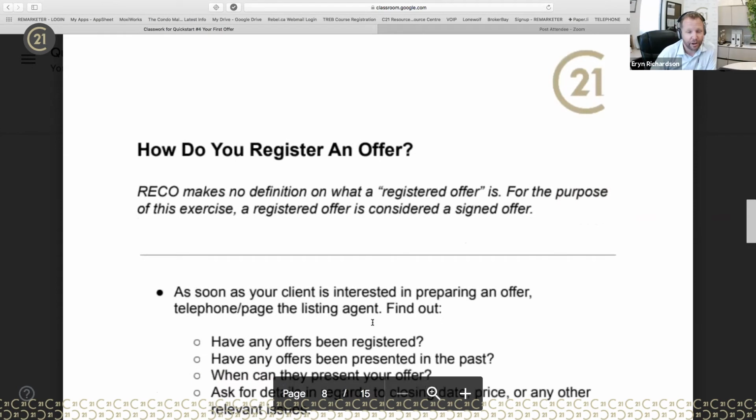So let's talk about offer registrations. You've designed your offer. You went into web forms. You've got the great clauses put in there. You're all set to go. And you have it signed. So, what is registration of offers?